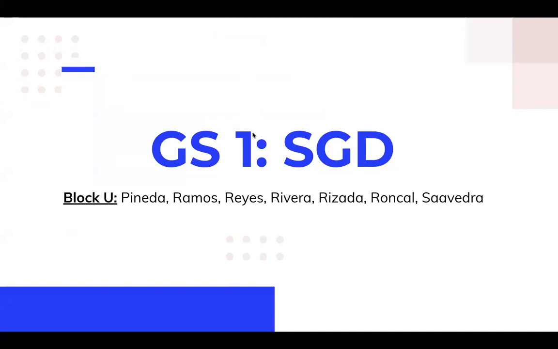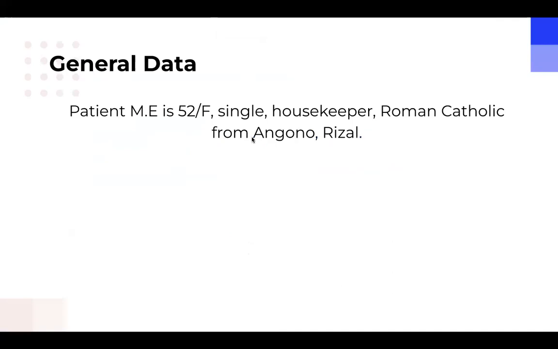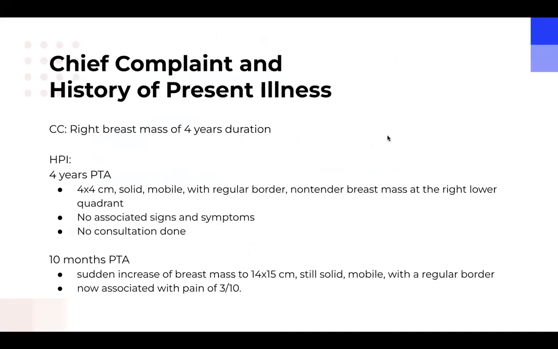So good morning. For the case presentation, for the general data, patient ME is a 52-year-old female, single housekeeper, Roman Catholic from Angono, Rizal, who came in with a chief complaint of right breast mass of 4 years duration. So for the HPI, 4 years prior to admission, patient noted a 4x4 cm solid, mobile, with regular border, non-tender breast mass at the right lower quadrant, with no associated signs and symptoms.